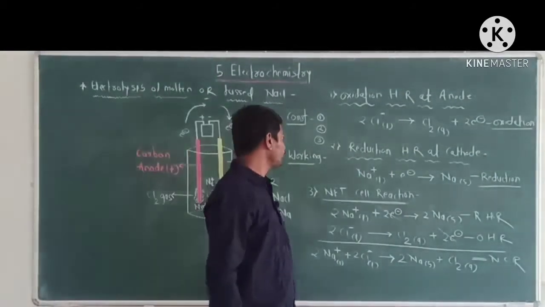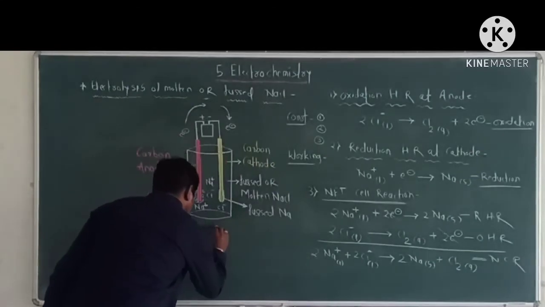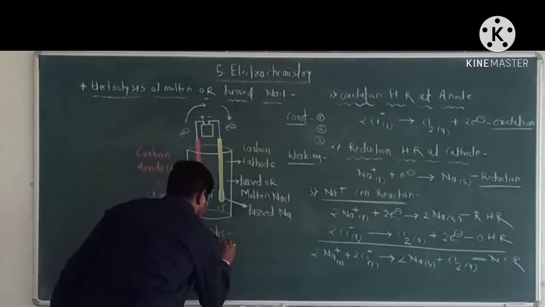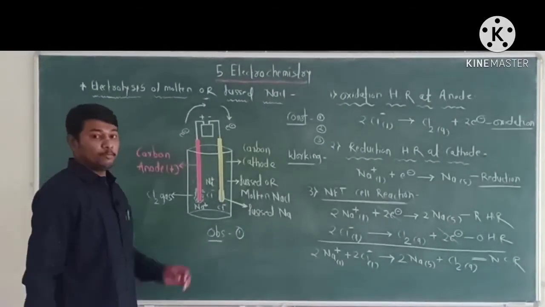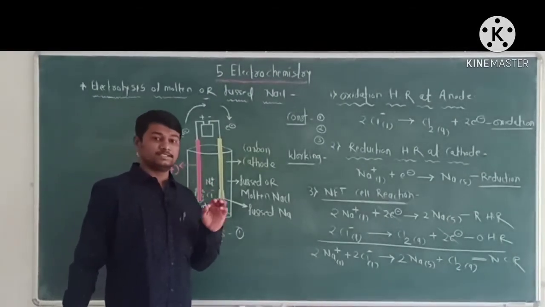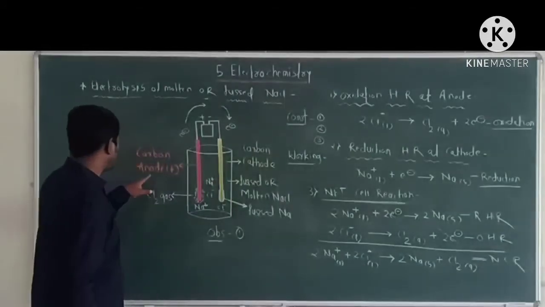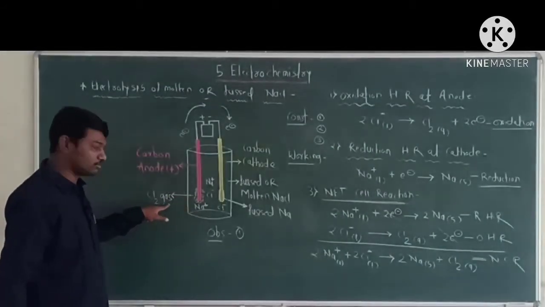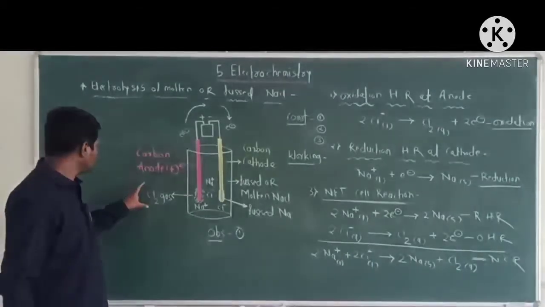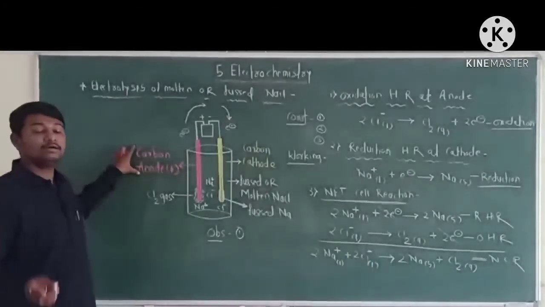Now, the third point, observation. First observation: pale green chlorine gas is liberated at the anode. This is the chlorine gas, Cl2 gas. Pale green chlorine gas is liberated at the anode.